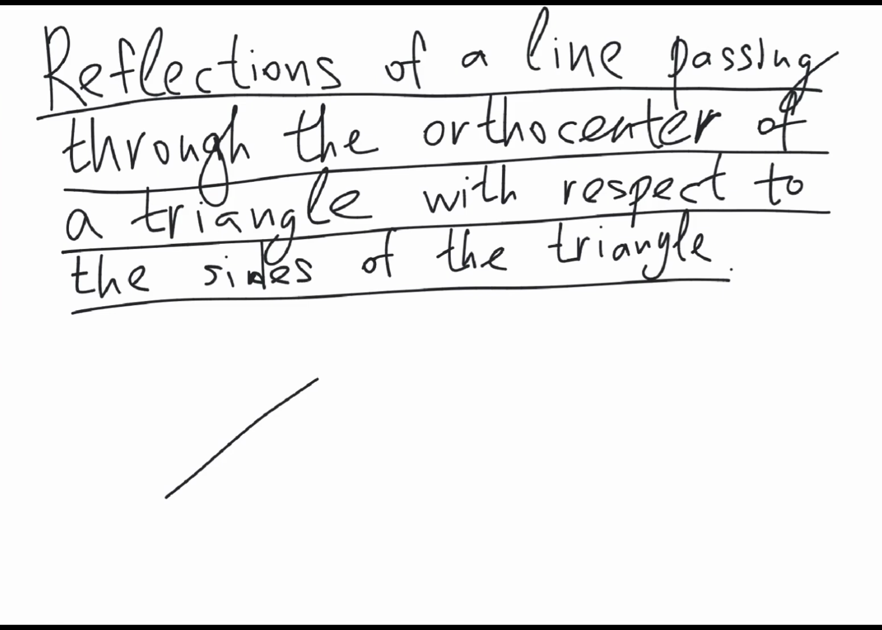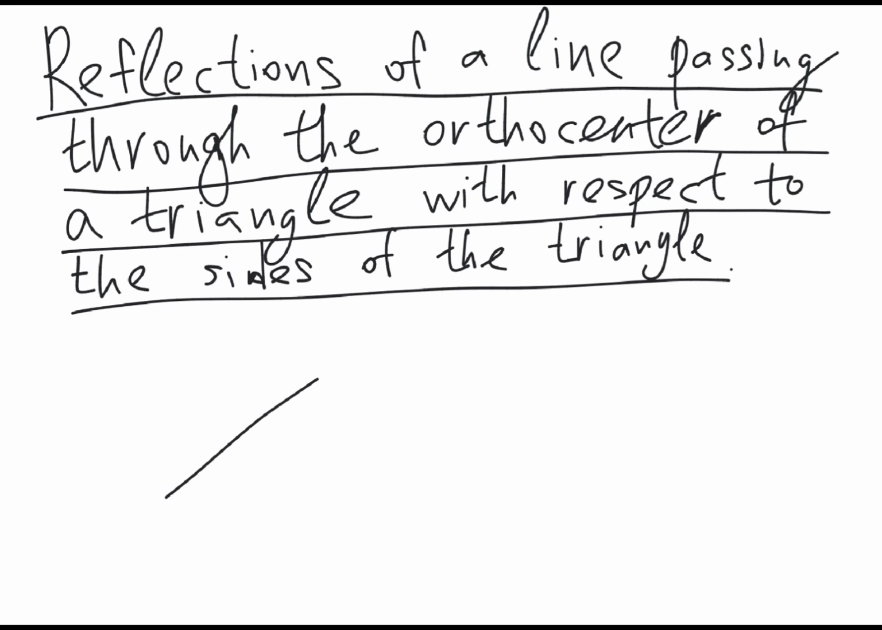Okay, in this video I'm going to talk about the reflections of a line passing through the orthocenter of a triangle with respect to the sides of this triangle. So basically the main theorem is that these reflections, these three lines, intersect at a single point, and this point lies on the circumcircle of this triangle. But first let me give some background.